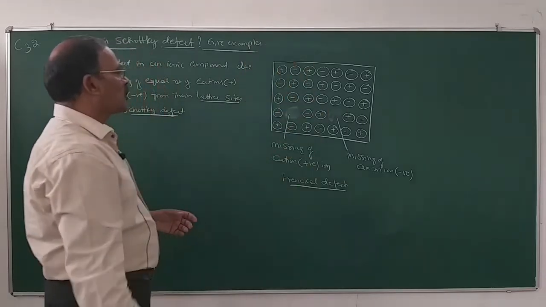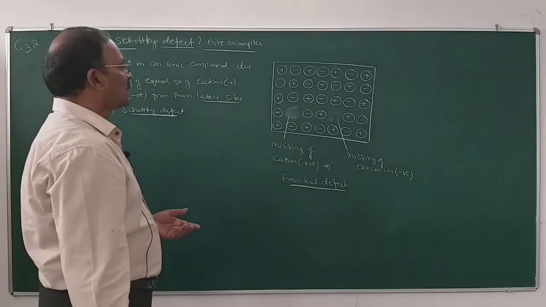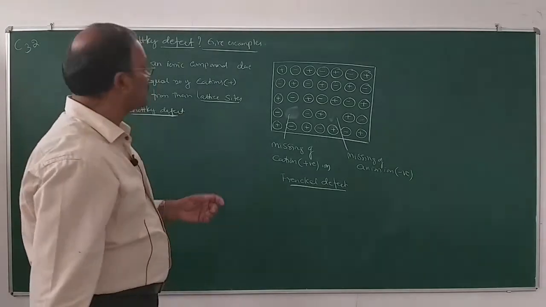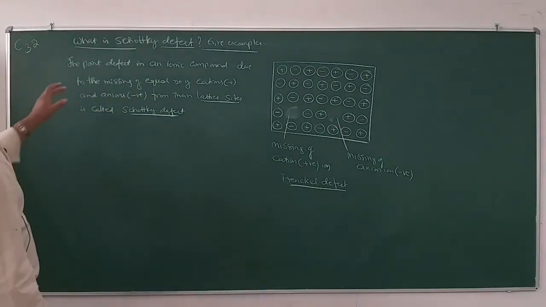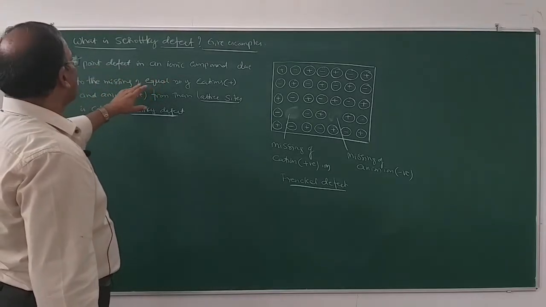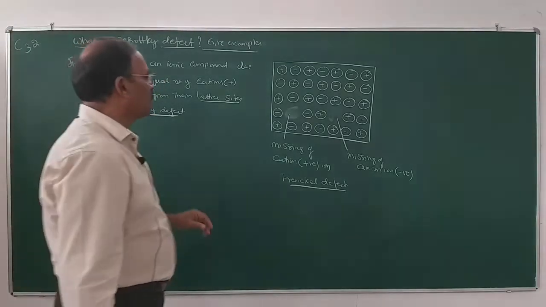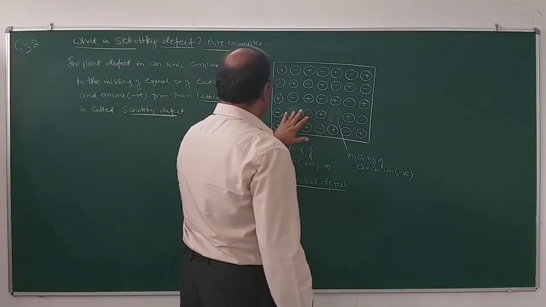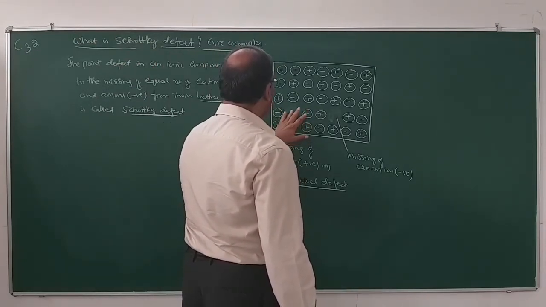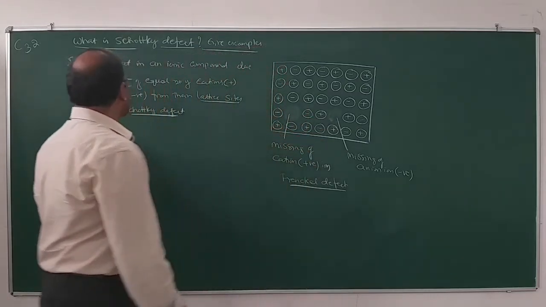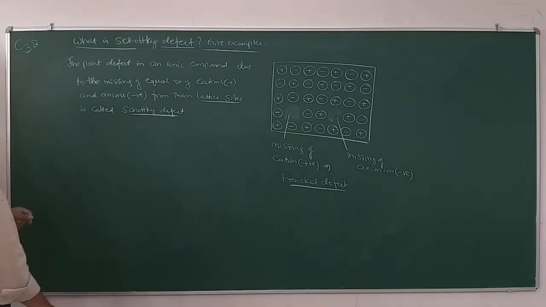So in Schottky defect, what is Schottky defect? The point defect in an ionic compound due to missing of equal number of positive and negative ions from their lattice sites is known as Schottky defect.